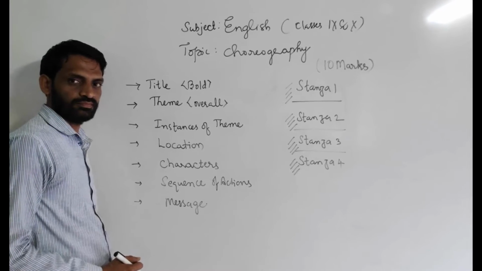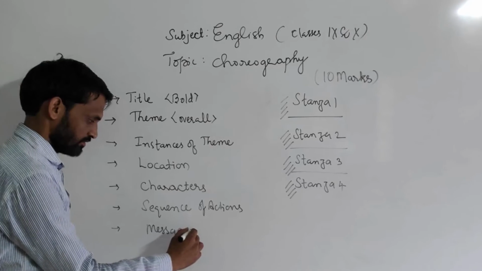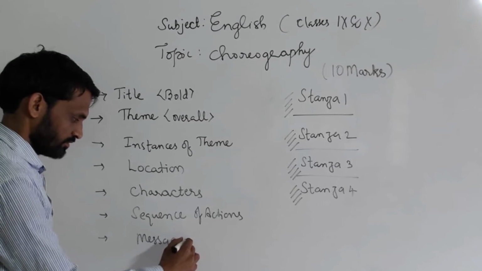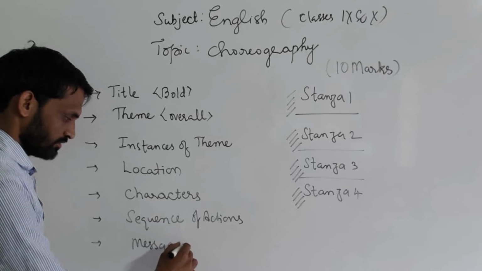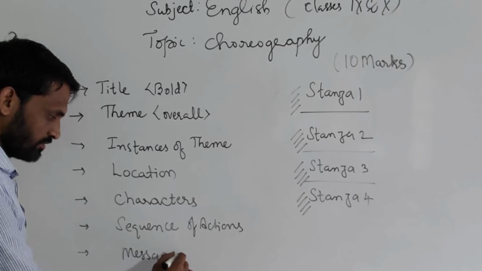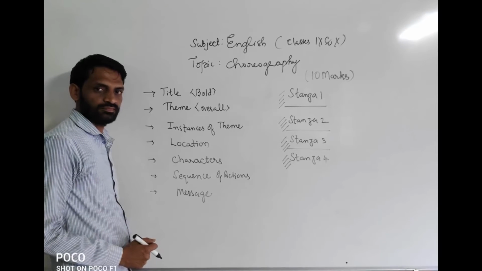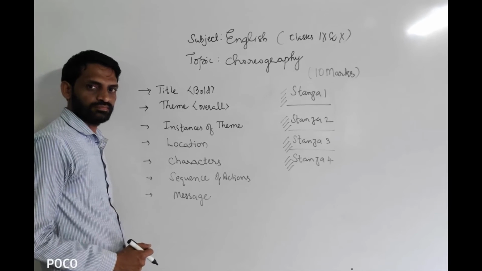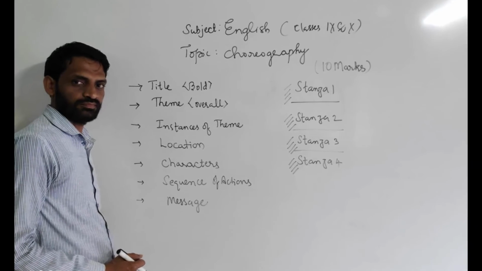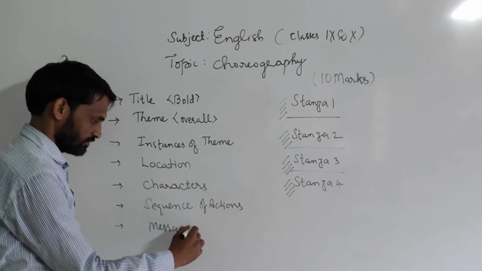Coming to the next thing, instances of the theme. Most people get confused when writing it. They don't understand the difference between the theme and the instances of the theme. Here the overall understanding is different and stanza wise understanding is different. So the instances of the theme is nothing but stanza wise theme. You have to write this point wise.